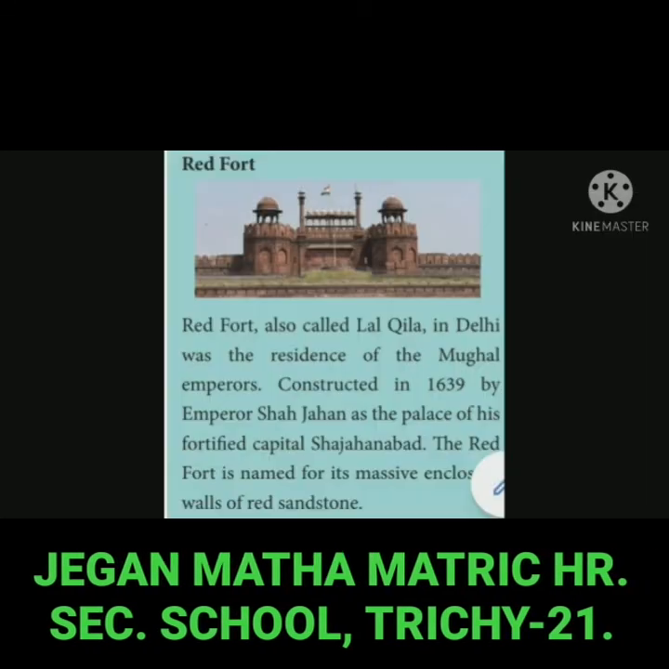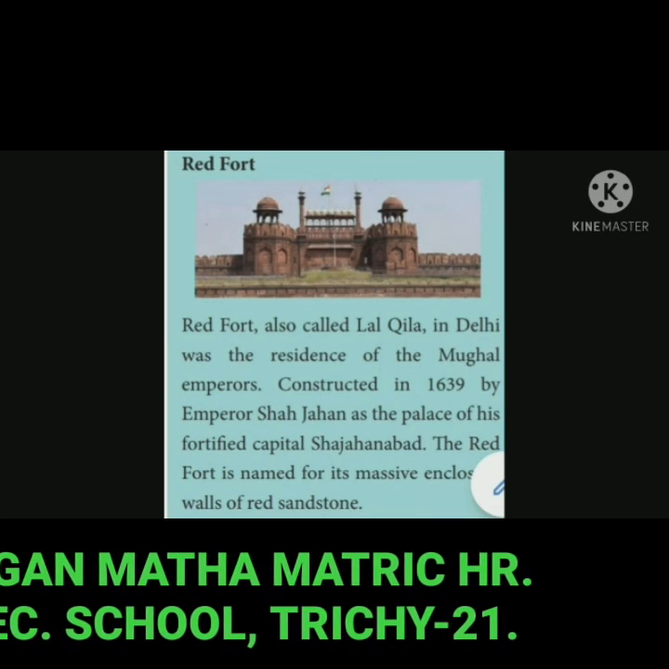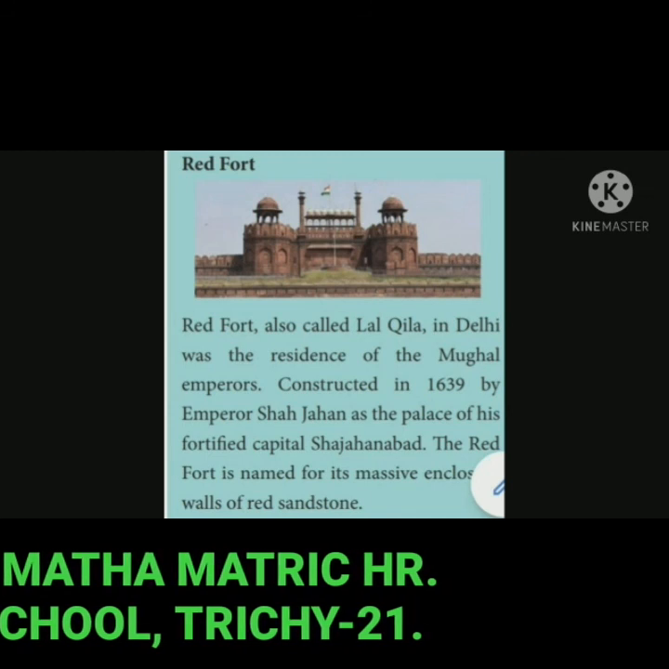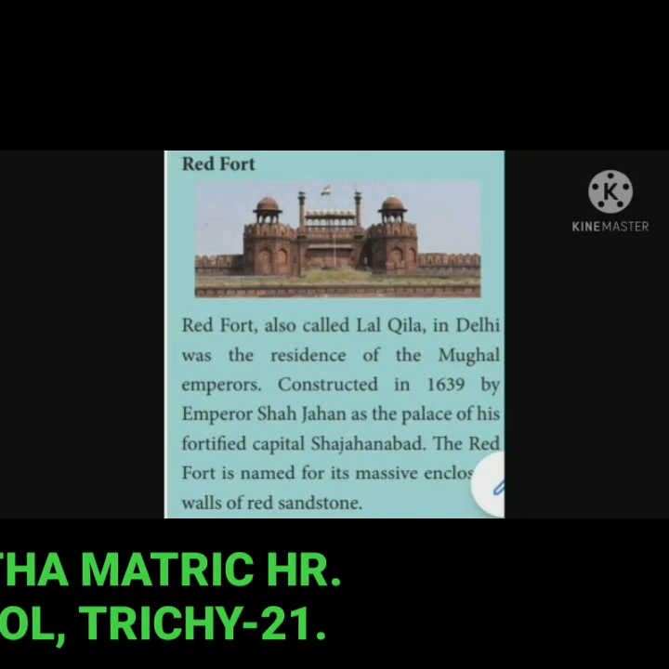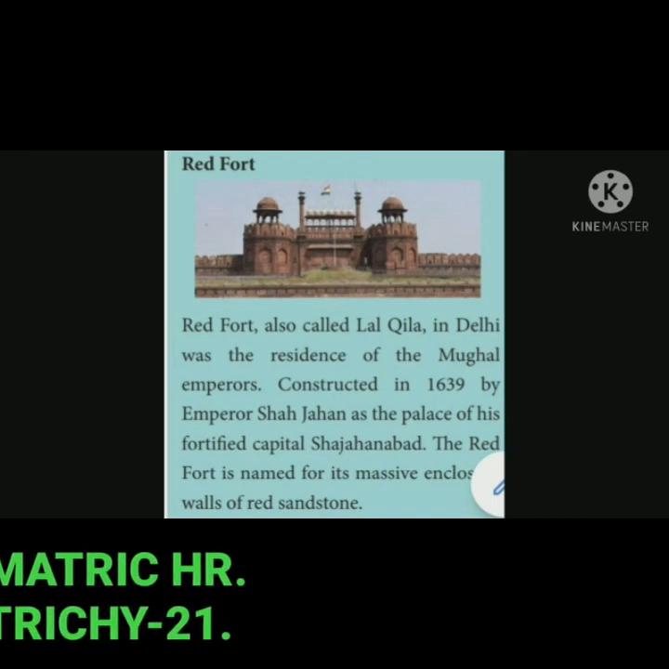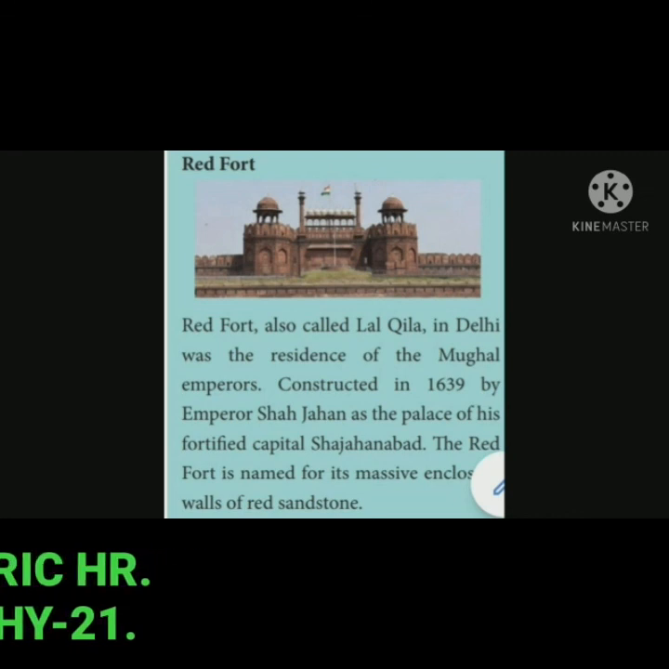So next, Red Fort. Red Fort, also called Lal Qila, in Delhi, was the residence of the Mughal emperor. Constructed in 1639 by Emperor Shah Jahan as the palace of his fortified capital Shahjahanabad. The Red Fort, named so, is massive, including the walls of red stone.